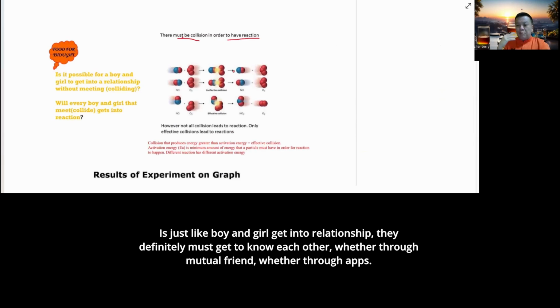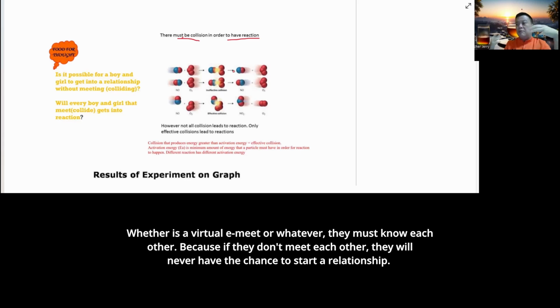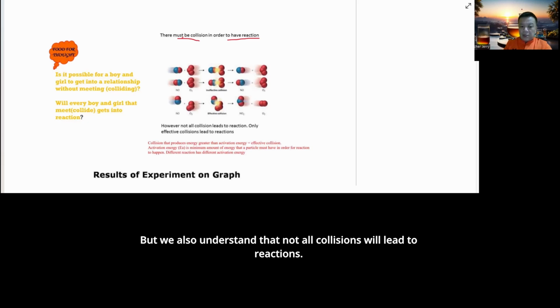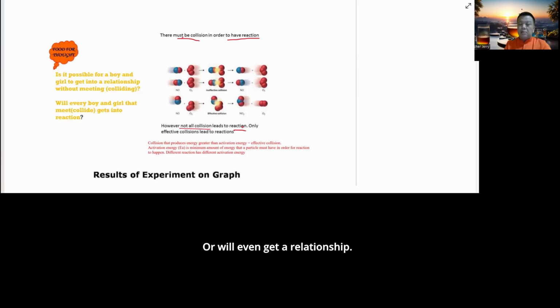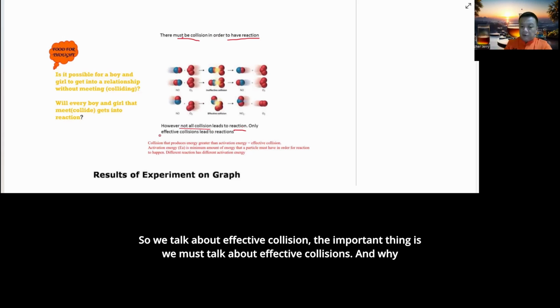Right, it's just like for a boy and girl to get in a relationship, they definitely must get to know each other, whether through a mutual friend, whether through a platform, apps, whether it's a virtual e-meet or whatever. They must get to know each other because if they don't meet each other, they will never even have a chance to start a relationship. But we also understand that not all collisions will lead to reaction. Okay, it doesn't mean a person going for matchmaking is guaranteed to get married or even get a relationship. Right? So we talk about effective collisions. So the important thing is that we must talk about effective collisions.